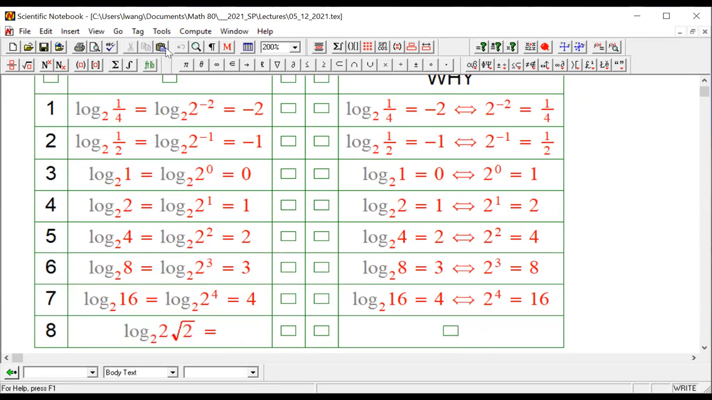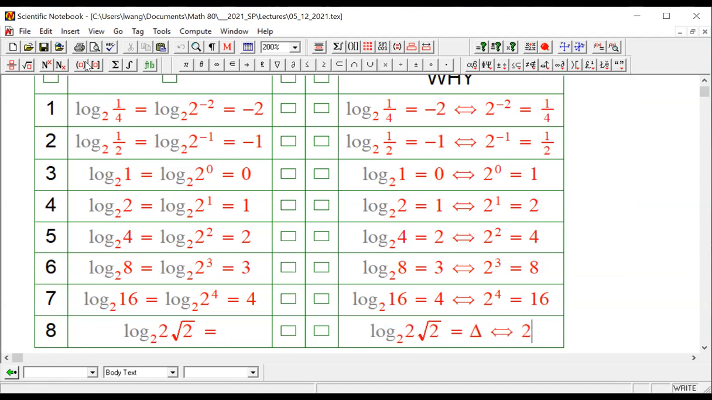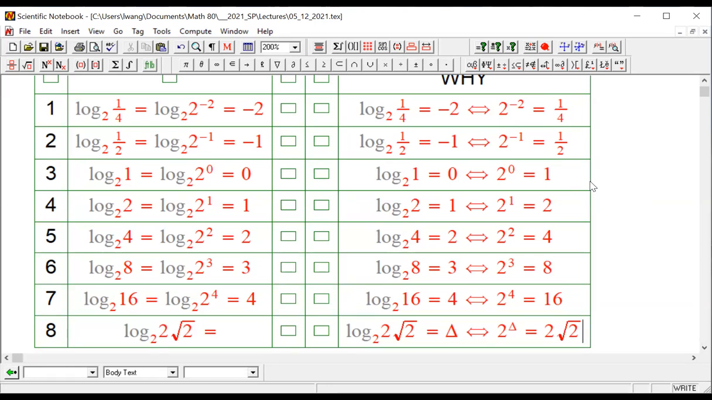So basically you try to figure out what that number should equal to, that triangle, if and only if 2 to the power of that triangle should equal 2 times root 2. I know you're being challenged. So we're playing with these numbers. What is that triangle? What does that number equal to? You can figure it out. I know you're getting there.